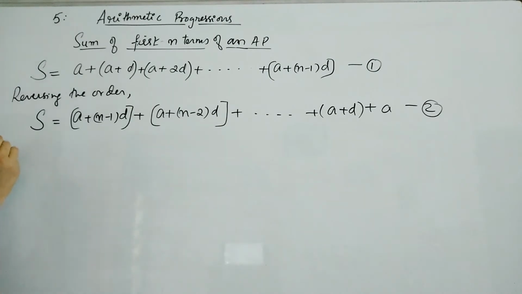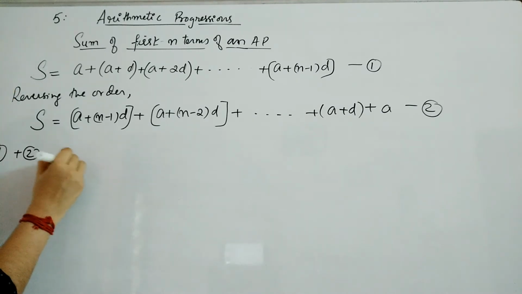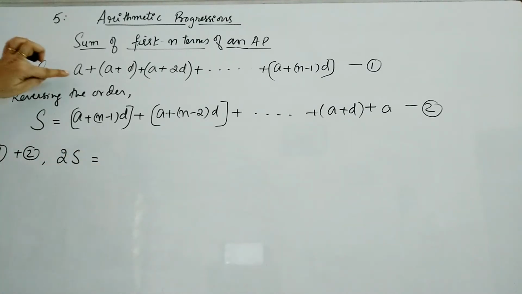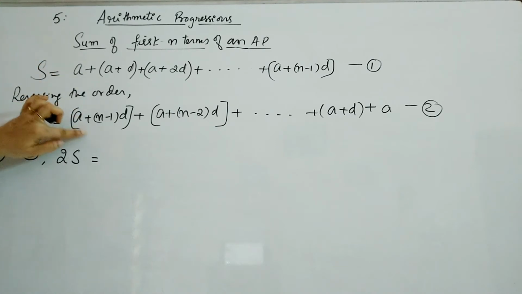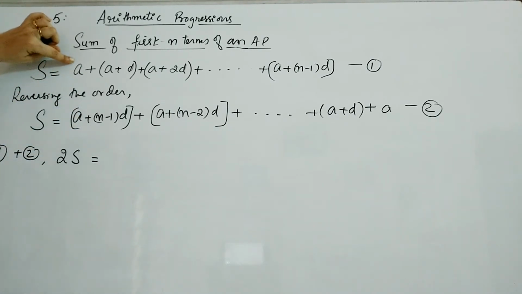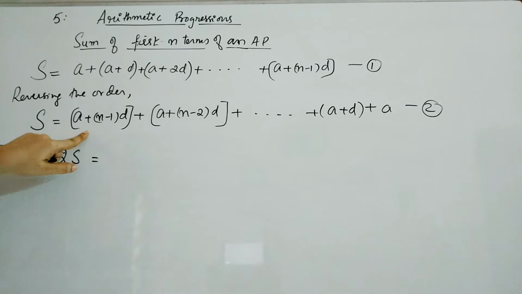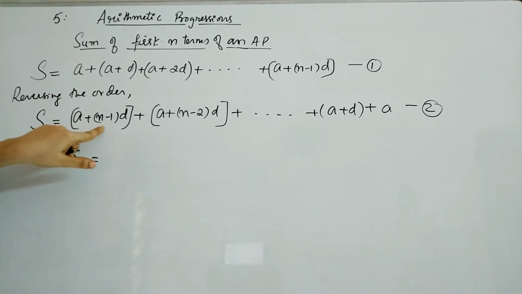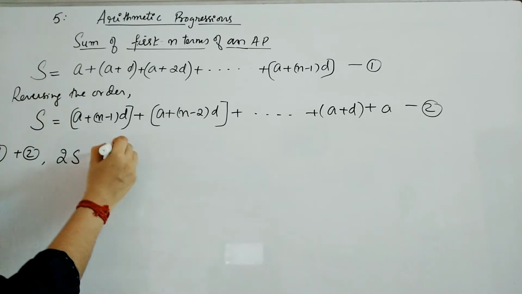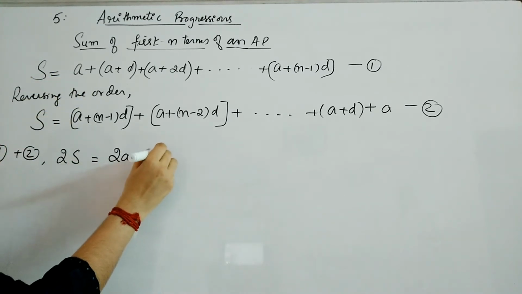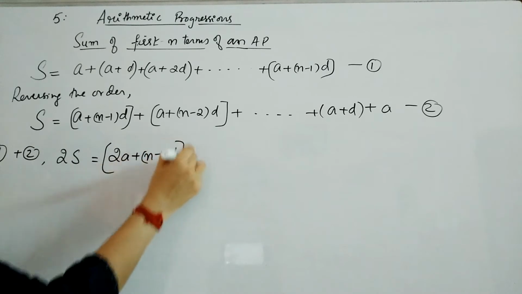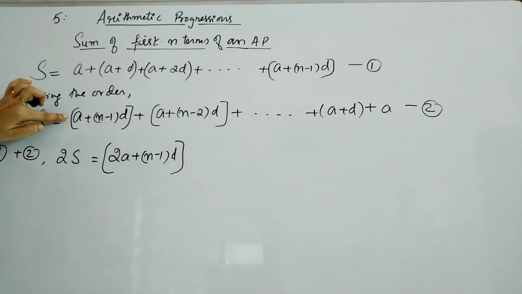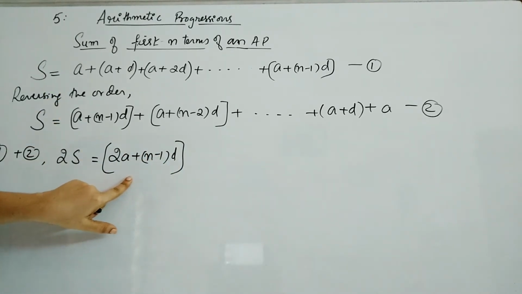Now we are adding the two equations. What will happen to the left hand side? S plus S will give you 2S. Now adding correspondingly, what will we get? The first term of the first equation is A, and the first term of the second is A plus n minus 1 into D. So A plus A plus n minus 1 into D will give you 2A plus n minus 1 into D.